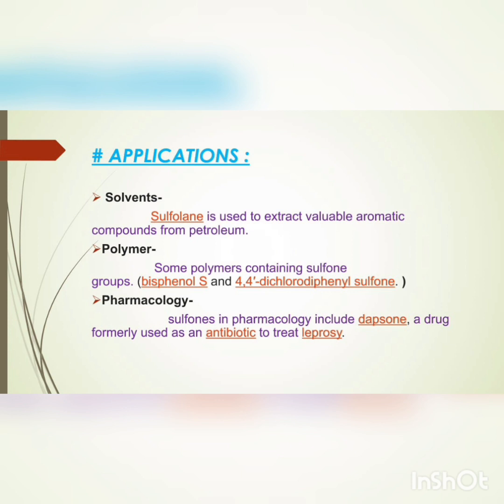Absorption. Most of the sulfones are well absorbed, mainly from the small intestine, slightly from the large intestine, and insignificantly from the stomach. Metabolism. Metabolism of sulfonamide involves mainly N4 acetylation and excretion. Excretion of sulfone occurs through the kidney.